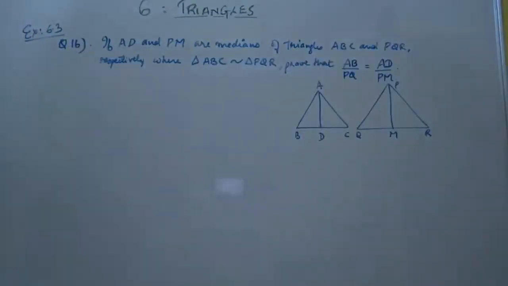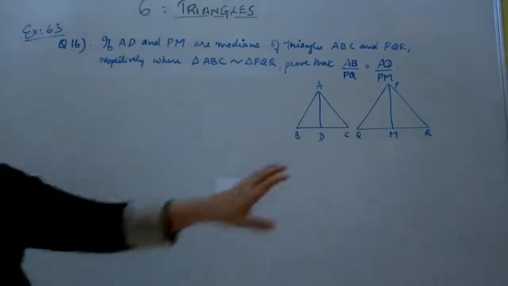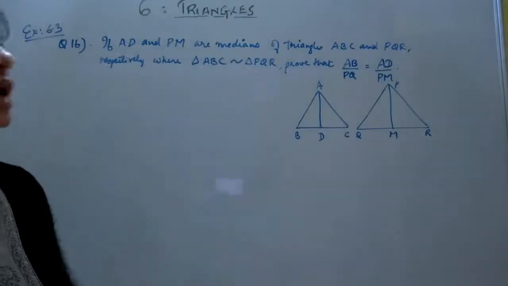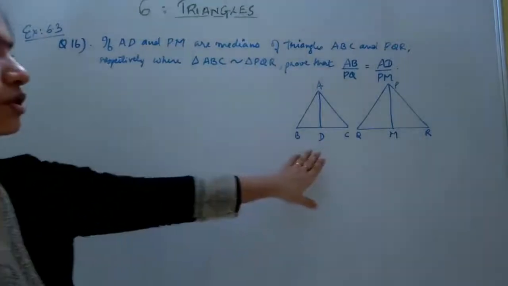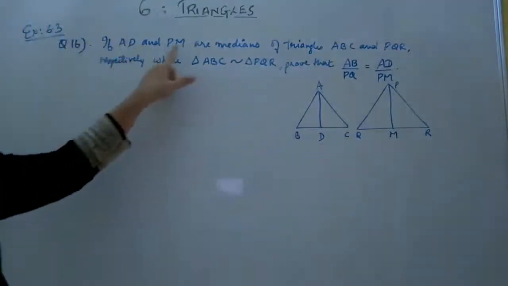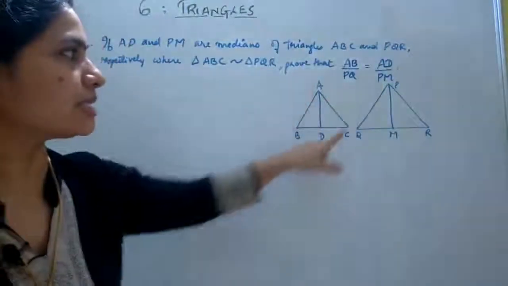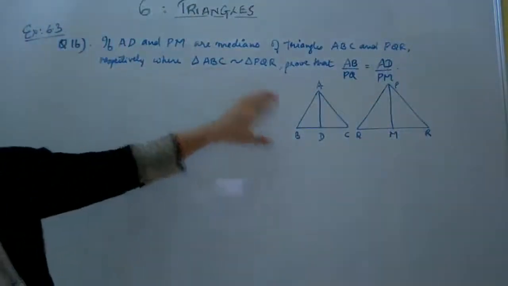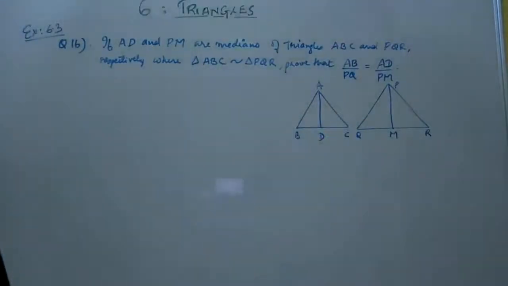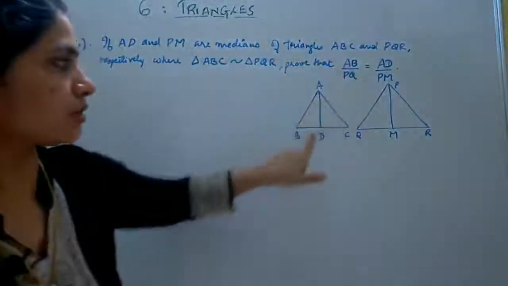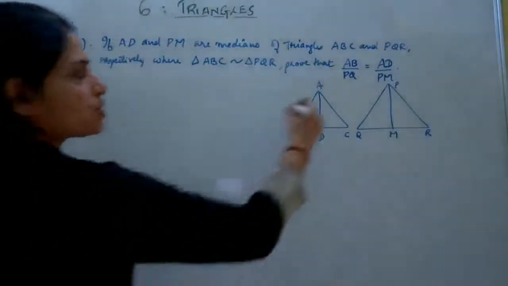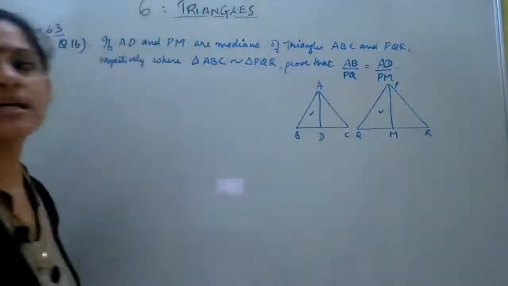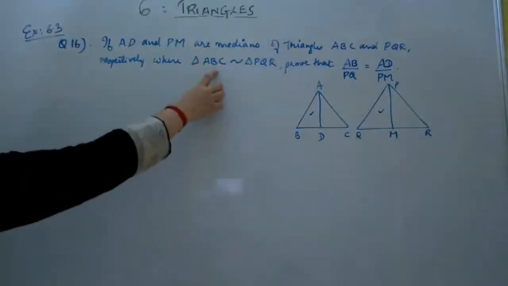16th question is, if AD and PM are medians of triangles ABC and PQR respectively, where triangle ABC is similar to triangle PQR, you have to prove that AB by PQ is equal to AD by PM. For that, we have to draw two triangles so that AD and PM are medians of triangles ABC and PQR respectively, and these two are given to be similar. You have to get AB by PQ is equal to AD by PM. So in order to get this ratio, our first purpose is to show that this triangle and this triangle both are similar. Okay, so we will start with the concept which is given.